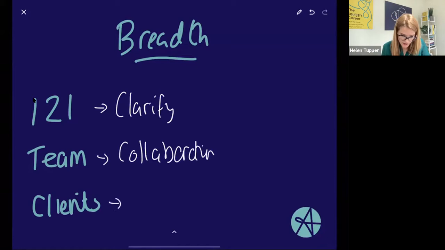And then with clients, what I'm really trying to do is get lots of curious questions. What's your priority? What's most important to you at the moment? What would good look like for you at the end of the project? Much more curious. This is my question intent. And then I thought, well, okay, if that's your intent, how do you really focus on asking the right questions?